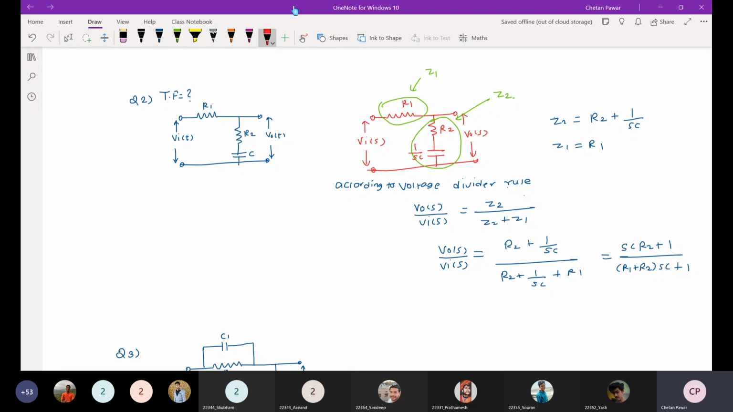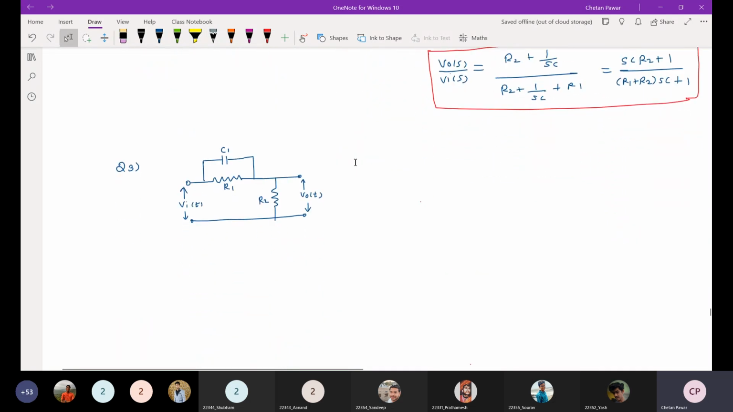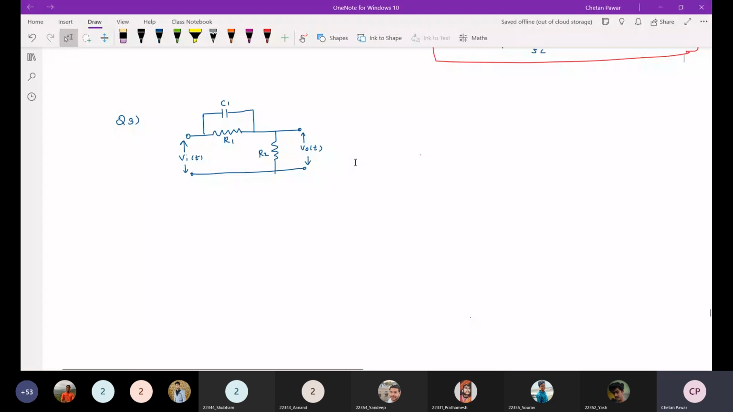So this way you can calculate the transfer function of the system. Here we have converted that particular circuit into S domain, and then we applied the voltage divider rule and found the transfer function. Similarly, you can apply that to the third example. Here the third example is like this. You just convert the circuit into S domain.